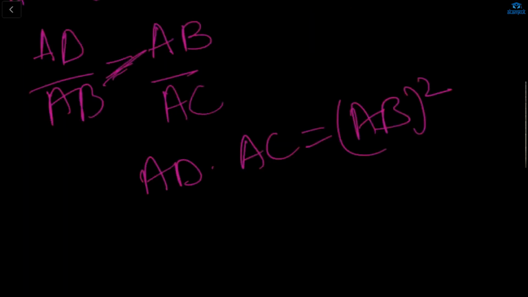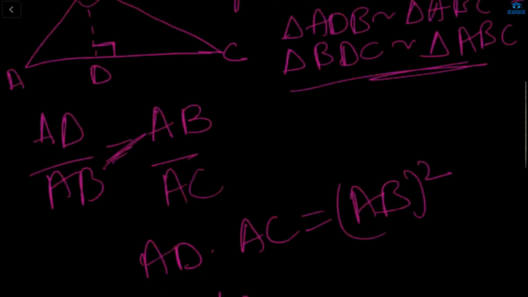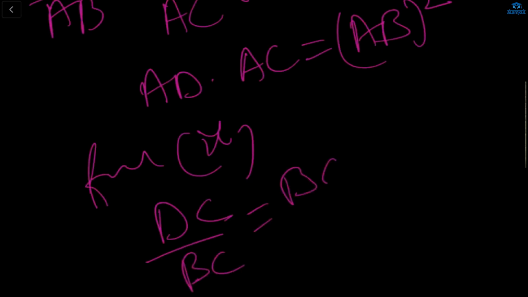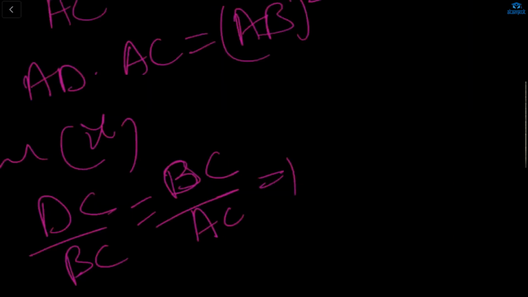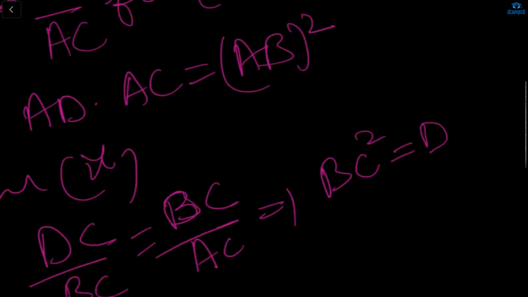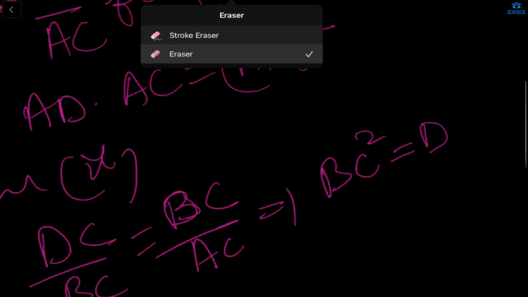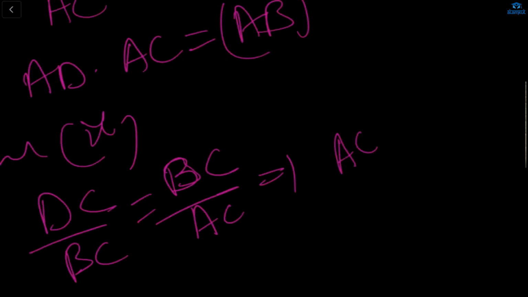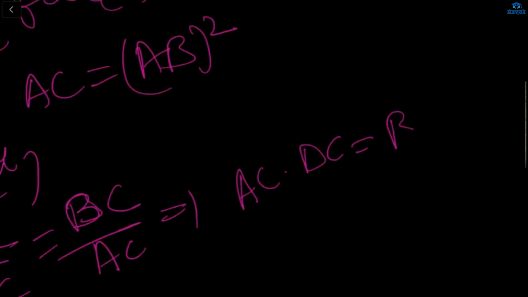Now from equation second, since these two triangles are similar, their ratio will also be the same. So we are choosing the sides which will help us to prove the Pythagoras theorem. BC by AC equals DC by BC. Now again this will apply that BC square is equal to DC. I'm writing the same format. So here what you will get: AC multiplied by DC is equal to BC whole square.